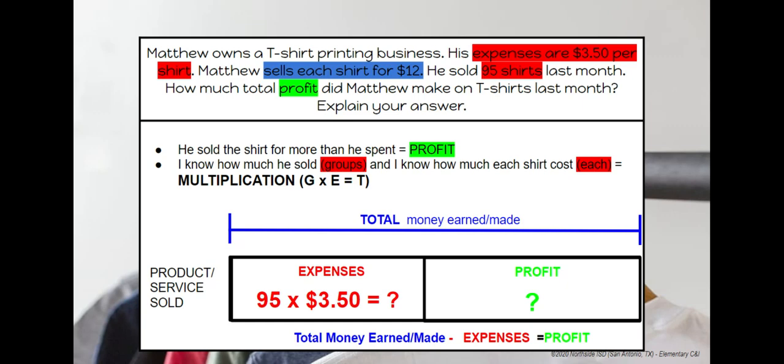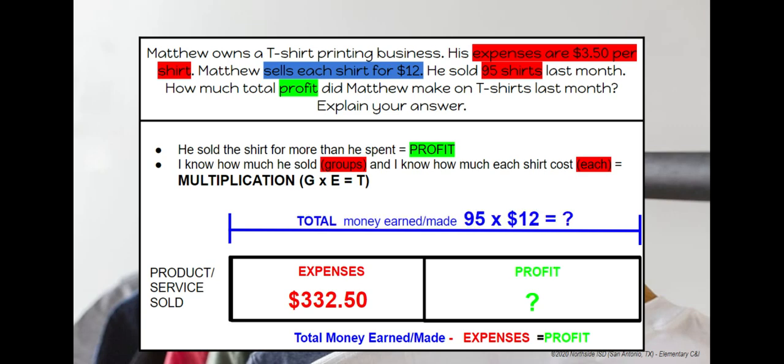This is a tricky question. We haven't really done this type of math in class. So if you do want to solve for that, go ahead and pause the video. If not, 95 times $3.50 equals $332.50. So that's how much Matthew spent on the shirts. That's how much he paid to get those 95 shirts.